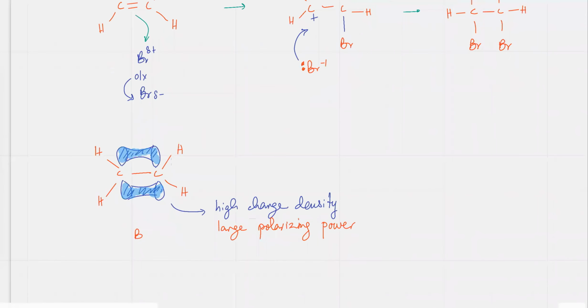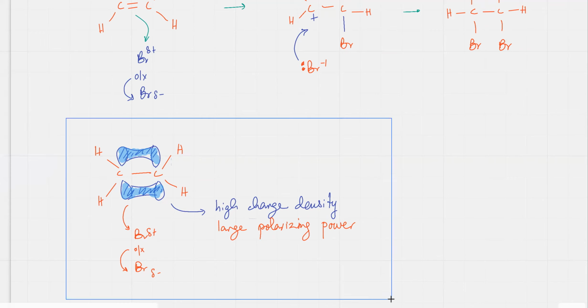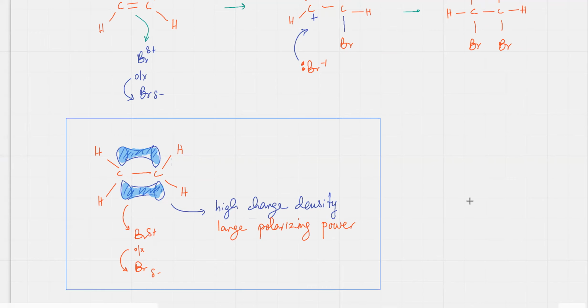So when a bromine molecule approaches it, due to the high negative charge density, the molecule is going to be polarized a lot. The electrons over here are going to get repelled. This side would be negative, this side would become positive. The positive will be attracted even more, and the negative is going to be repelled even more. So remember this point, that this pi electron cloud has really high charge density. Is this point clear?